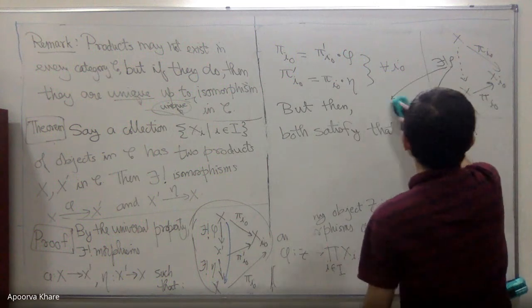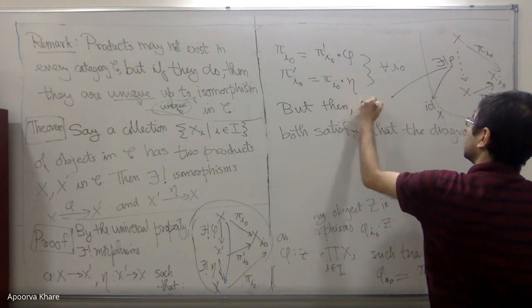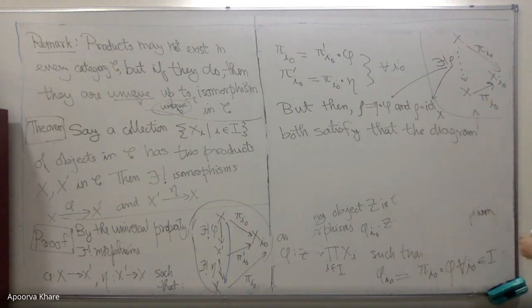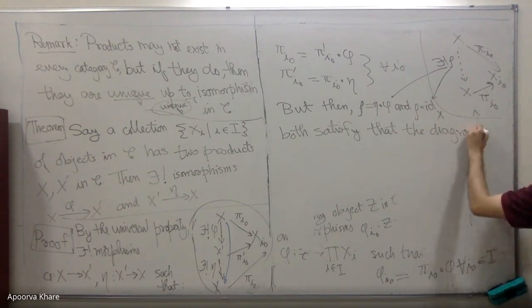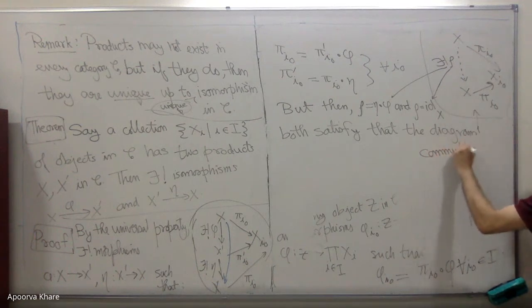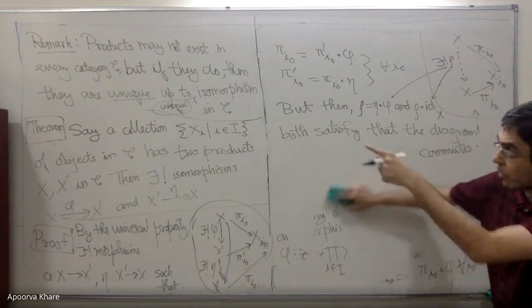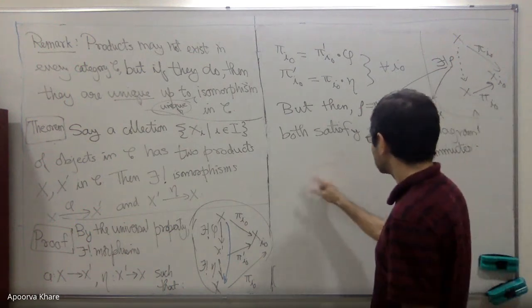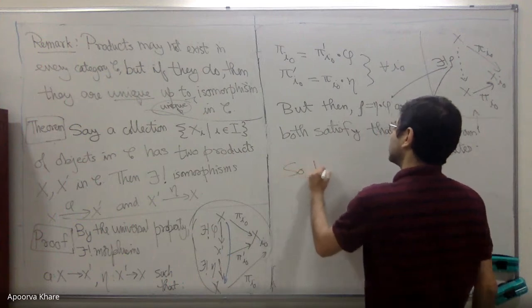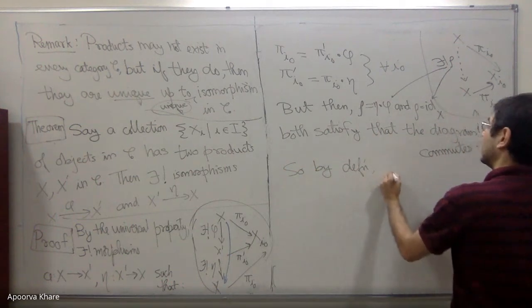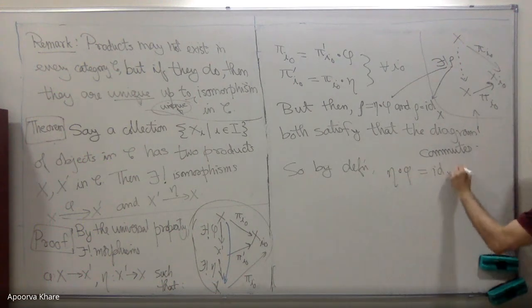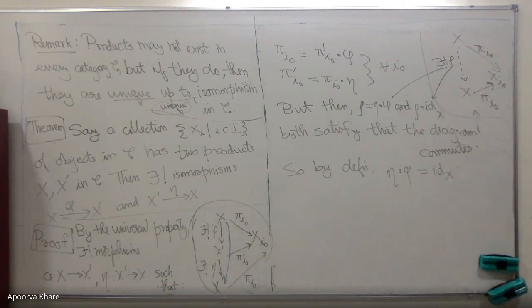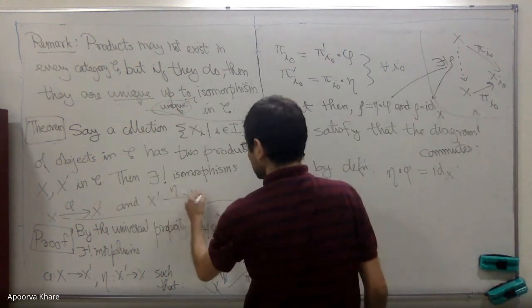Let me put it this way. I'll say rho equals eta composed phi and rho equals identity x, both satisfy that this diagram commutes. Commutes means that the equations are satisfied. And so now the whole point was that this product by definition is something that satisfies the universal property. That means the product is by definition something that has a unique map. So by definition, eta composed phi is the identity map. Also, by the way, the phi and the eta were unique already. The uniqueness is already proved here.